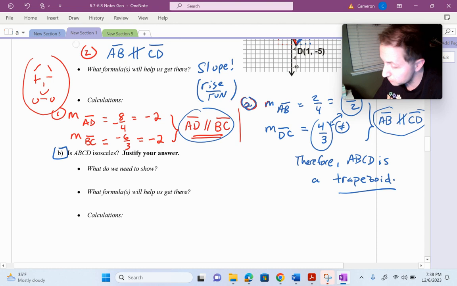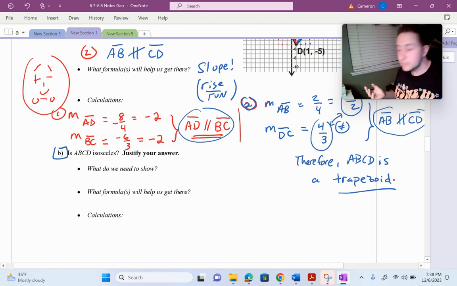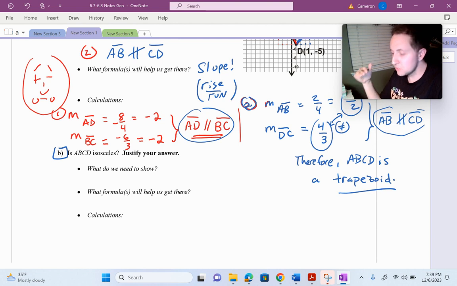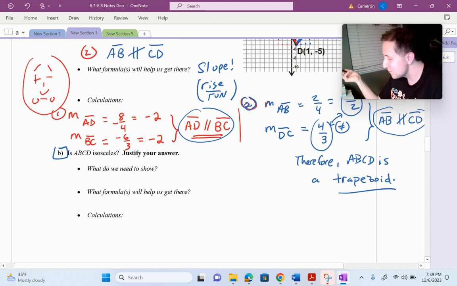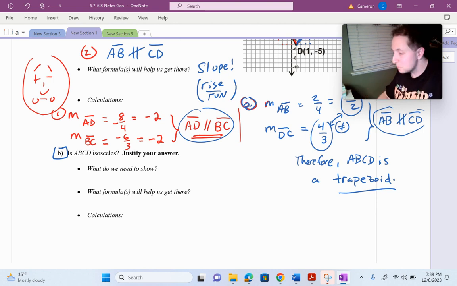There's many different routes we could take. You have to think about your properties of isosceles trapezoids. The ones that deal with base angles are very hard to do on the coordinate plane because we don't have a way to measure angles with the formulas that we've talked about, unless we're looking at perpendicular, but there is no perpendicular properties for trapezoids. So we're going to have to stick to ones that deal with length.